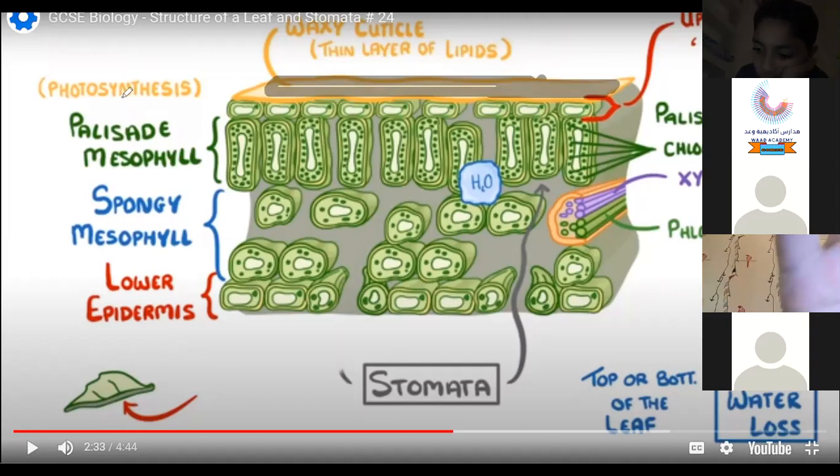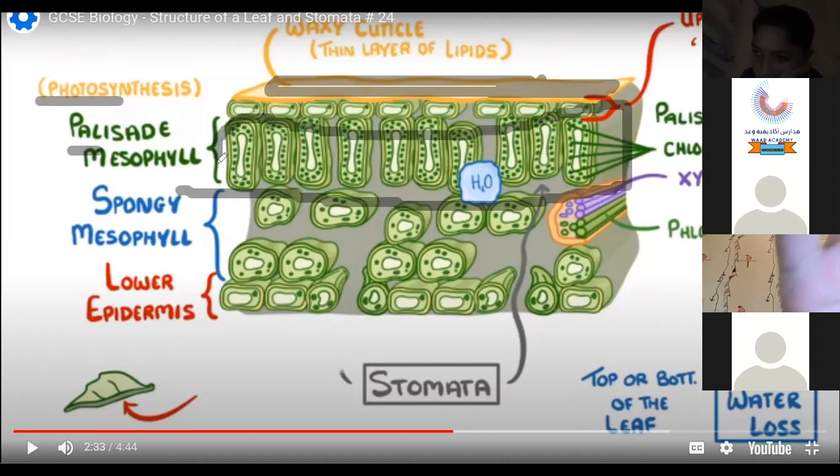Now, the second thing he mentioned, that photosynthesis is taking place in the palisade mesophyll. This first layer is known as the palisade mesophyll or palisade cells, this region. Look at the cells over here. These cells belong to the palisade. Then we have the spongy mesophyll. The spongy mesophylls are here. And then we have the lower epidermis.